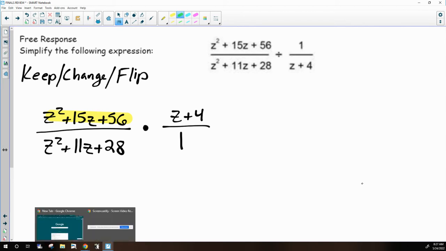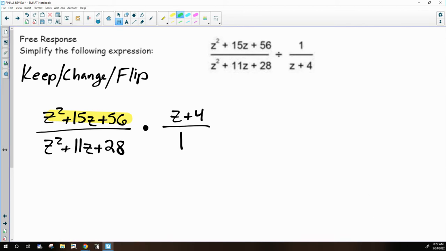Where else? The bottom one too, z squared plus 11z plus 28. We know we can do the X method because how many terms are there? 3 terms. Z plus 4 only has 2 terms, so we can't do anything to that. 1 is a number. Definitely can't factor 1. So we need to do 2 X methods.